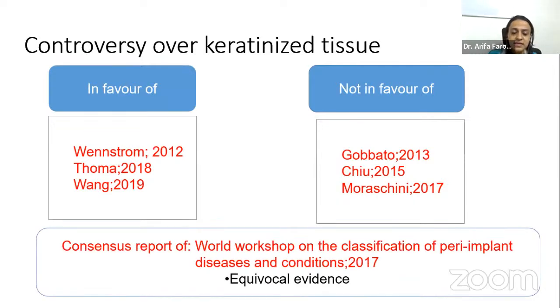Okay. However, in the consensus report of the World Workshop on the Classification of Peri-implant Diseases and Conditions in the year 2017, they said that there is equivocal evidence and a person has to judge clinically. We have to see the signs of inflammation. If there is inflammation and we see an absolute absence of keratinized mucosa, we should be over-cautious in cases of implants. As we saw in the earlier slides, peri-implant mucosa is much less resistant to bacterial attack. So we have to be extra cautious. There is equivocal evidence, and one has to go for the augmentation whenever they see a need for it. Okay.